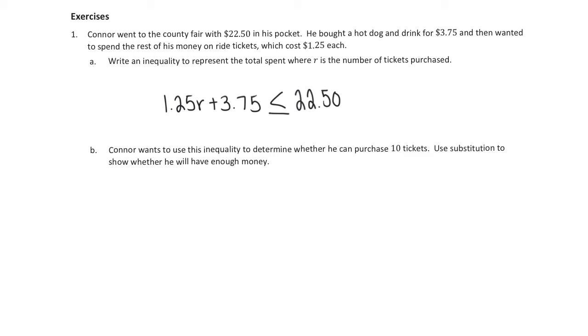Connor wants to use this inequality to determine whether he can purchase 10 tickets. Use substitution to show whether he will have enough money. So here, we're going to substitute 10 in for R. So now my inequality is 1.25 times 10 plus 3.75 is less than or equal to 22.50.